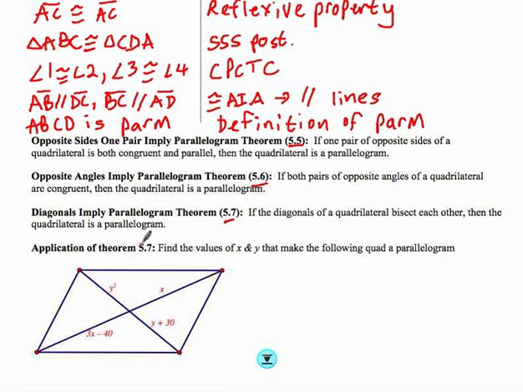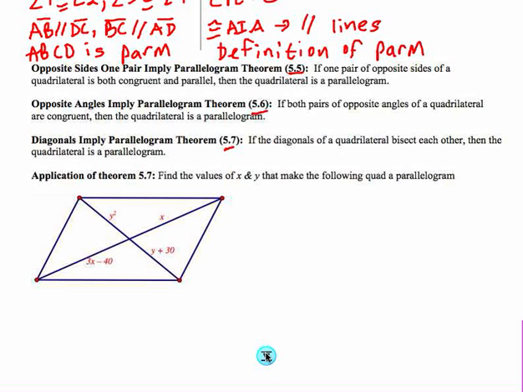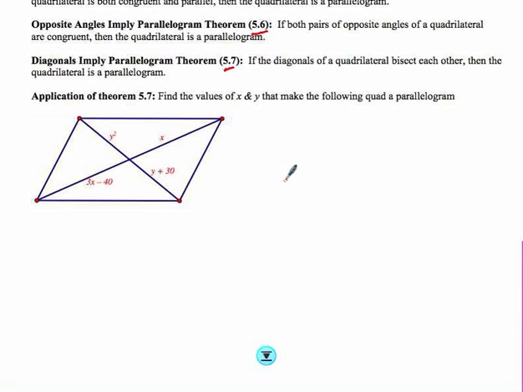Now we're going to apply theorem 5.7. Theorem 5.7 is the converse of a theorem we formally proved in the previous lesson. It states that if the diagonals of a quadrilateral bisect each other, then the quadrilateral is a parallelogram. Here's an application of that theorem. We've been asked to find the values of x and y that will make the given quadrilateral a parallelogram.